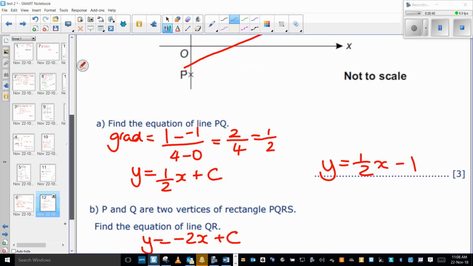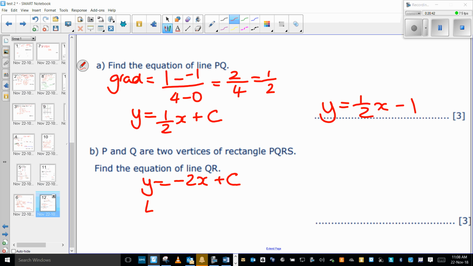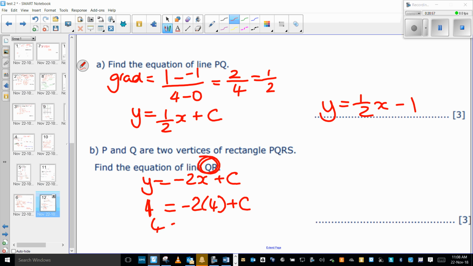So we've got, is it 1 equals -2? Wait, why would you do 4 and 1? Because it's the line QR, and we don't know any coordinates for R. So if it's the line QR, it has to go through that point. So we've got 1 equals -8 plus c. C ends up being 9. So it's y equals -2x plus 9.